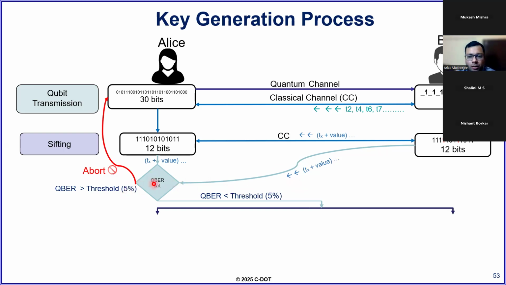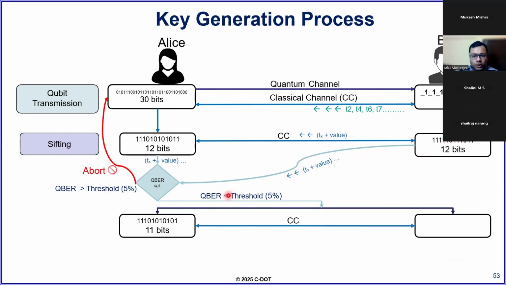So if the quantum bit error rate in the disclosed bits is less than the threshold, then we proceed to the next step. But if it is more than the threshold, the channel is not secure, and we discard whatever was sent and start afresh. So that's how the system works. Now in this example, only one bit is disclosed, so they will be left with 11 bits.